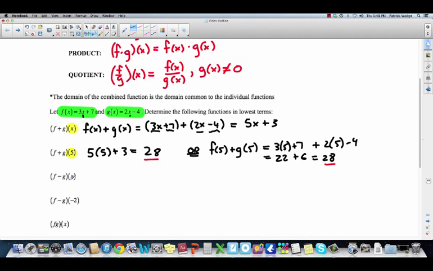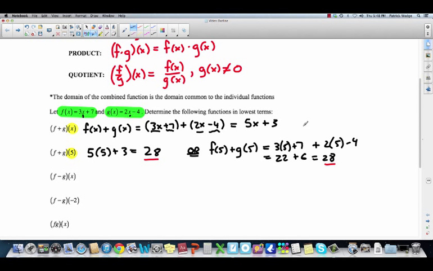Okay, next one, f of g of x. Okay, so in this case, there's no number here. We have to give the answer in terms of x. So f minus g, did I say f of g? No, f minus g of x is what I meant to say. So we want to know the difference of the two functions. So how do we do that?